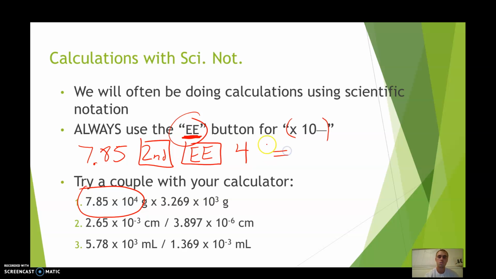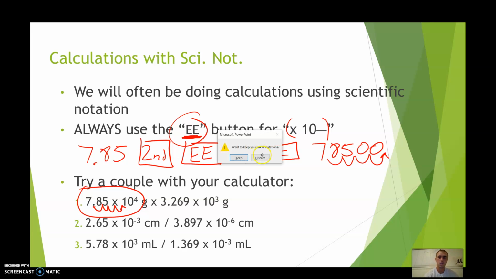And if you hit equals after that, what should pop up is 78,500. Because now I've taken this decimal and I've moved it 1, 2, 3, 4 spots this way. 7.85 times 10 to the fourth moves that decimal spot 1, 2, 3, 4 spots that way. Okay? Use this EE button. It's big time.